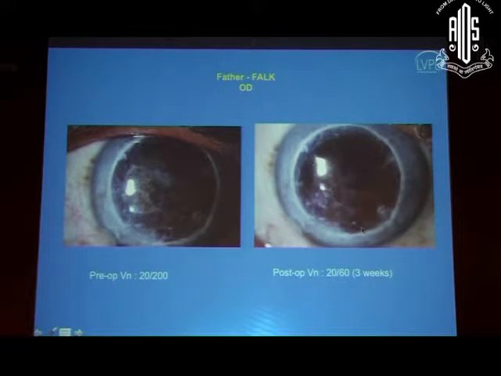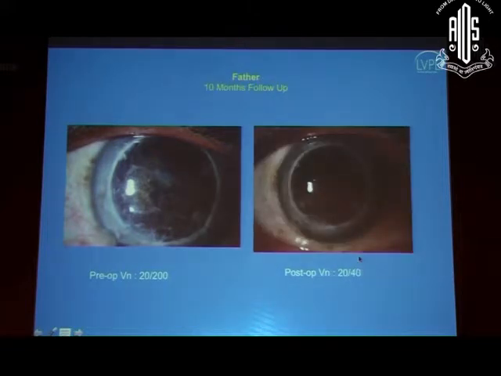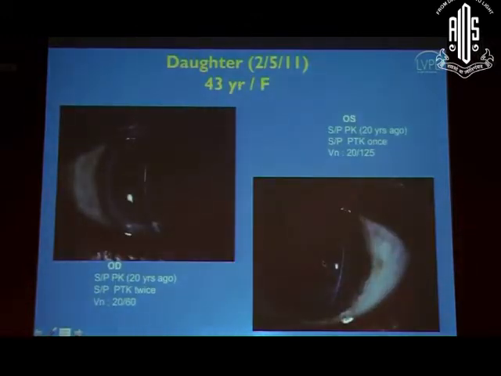Post-operatively, at the end of 3 weeks, although you can see many residual opacities, you know that these patients can see reasonably well in spite of these opacities. His visual acuity improved to 20/60. At the end of 6 months, his visual acuity improved to 20/40, and he still maintains that visual acuity even now.